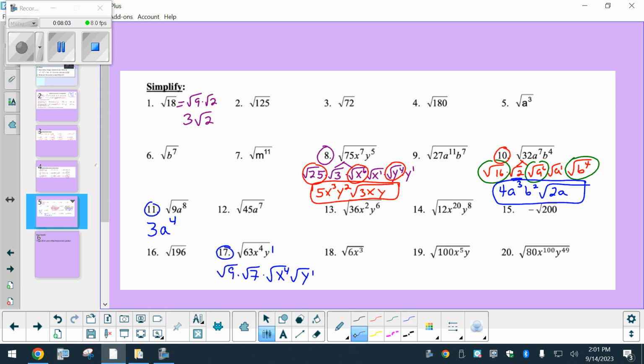And then I'm going to circle my perfect squares. Square root of 9 is 3. This will become x squared. Everything else will stay under.